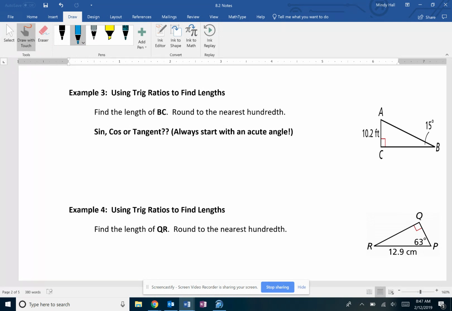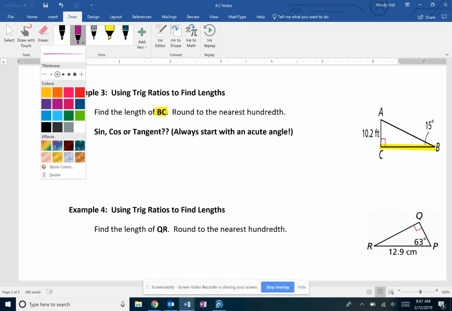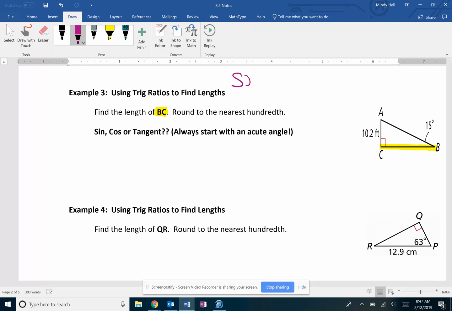All right, so using trig ratios to actually find lengths. This is actually getting into real trig. So we want to find the length of BC. And so if you look at this, it is this side right here. And we are trying to round to the nearest hundredth. So first you have to decide, well, which trig ratio do you need? So it'll probably help you if you write SOHCAHTOA on your paper, whenever you do it.